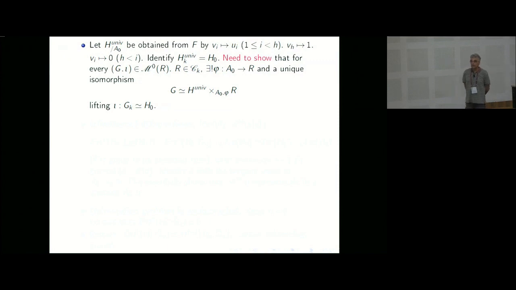And then you have to show that for every (G, iota), as before, where iota is an isomorphism in M0, there exists a unique further specialization, now specializing the U1 up to UH minus 1, which is all the freedom that we have left, and a unique isomorphism between G and the further specialization of that universal object to R, lifting this iota, so that if you reduce it modulo the maximal ideal of R, on the right you get on the nose H0, and on the left you get GK, and you should get your thing.